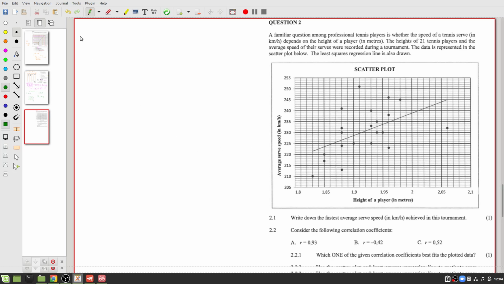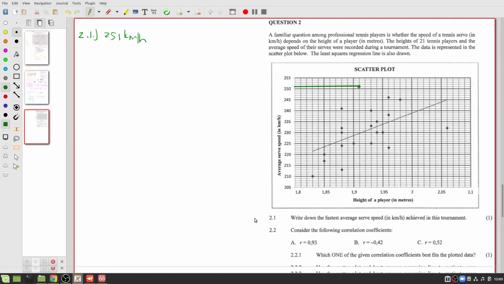Now question 2.1, let me write that down, 2.1. Okay, write down the fastest average serve speed in kilometers per hour achieved in the tournament. So that's something we can just read off, right? Here's the average speed for the tournament, and the fastest one is obviously the highest one, that one there. So all we need to do is read off that value. So we just go to the side, read off that value, and we see it's 250. Each little line is 1, right? So 251, 251 kilometers per hour. That is the fastest one, and we can just read that off.